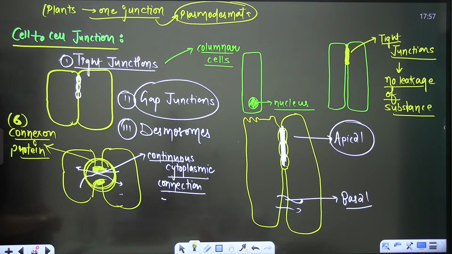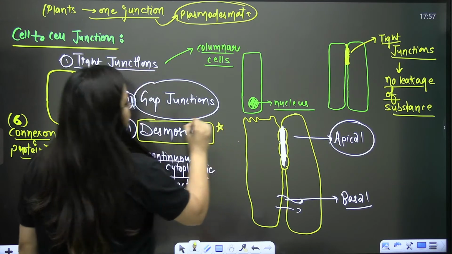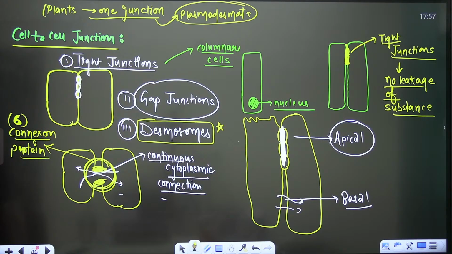Any doubt? And the next is what? Next is the desmosomes, which are also known as adherence junction.